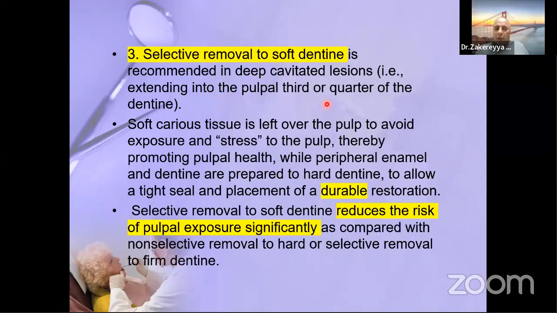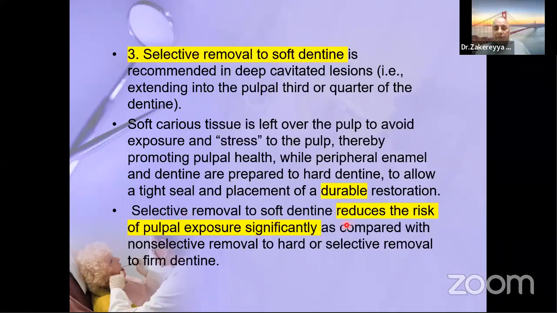extending to the pulpal third or quarter of the dentine, very close to the pulp. We remove most of the caries, right? And if we now remove further, what do we expect? Pulp exposure. We stop and we seal. Soft caries tissue is left over the pulp to avoid exposure or stress to the pulp, thereby promoting pulpal health, while peripheral enamel and dentin walls are prepared to hard. Why? Because we want to seal to them. We want to bond our composite to them so that nothing goes inside the lesion, the caries cavity.